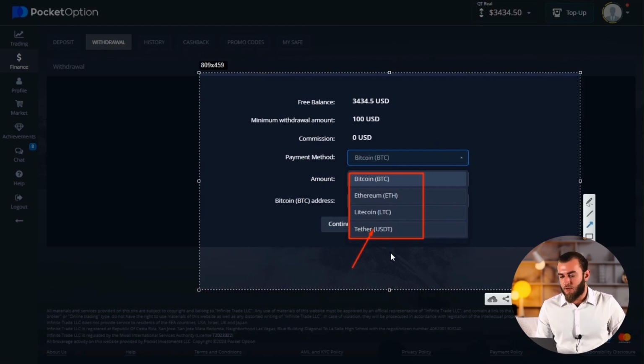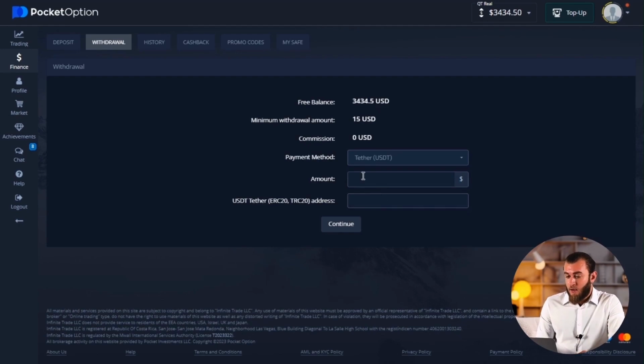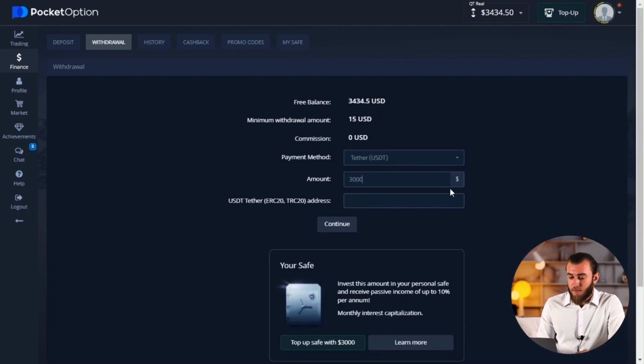I always convert money to USDT. It is faster and easier to track the receipt to the wallet since 1 USDT is equal to 1 US dollar. Therefore, the exact same amount will be credited to my wallet that I have sent earlier. Well, I will withdraw $3,000 today. After that, I will provide my cryptocurrency wallet. The process is very easy and straightforward.